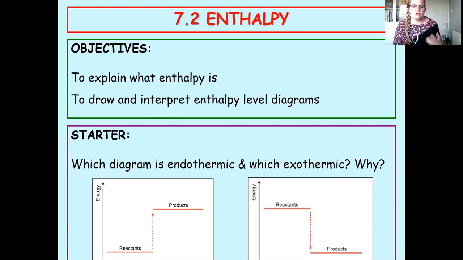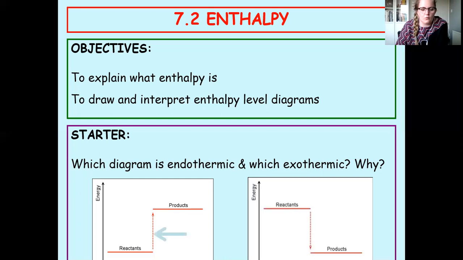So if we looked at these two diagrams at the bottom, we've got a graph here that has our reactants and our products. So it's showing our reactants have a lower amount of energy than our products do, and this one would be vice versa. So have a think now which way around you think they are. Which diagram is showing us an endothermic reaction, which is showing us an exothermic reaction?